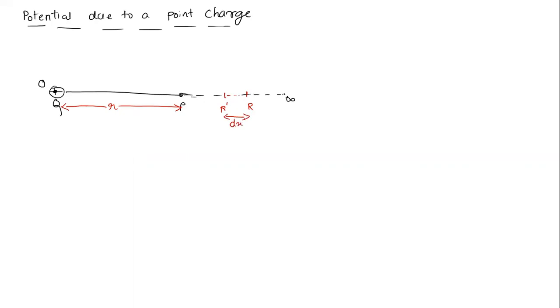let's say dx. This point R is at a distance of x from the starting of the charge. So the diagram is clear to all of you now.